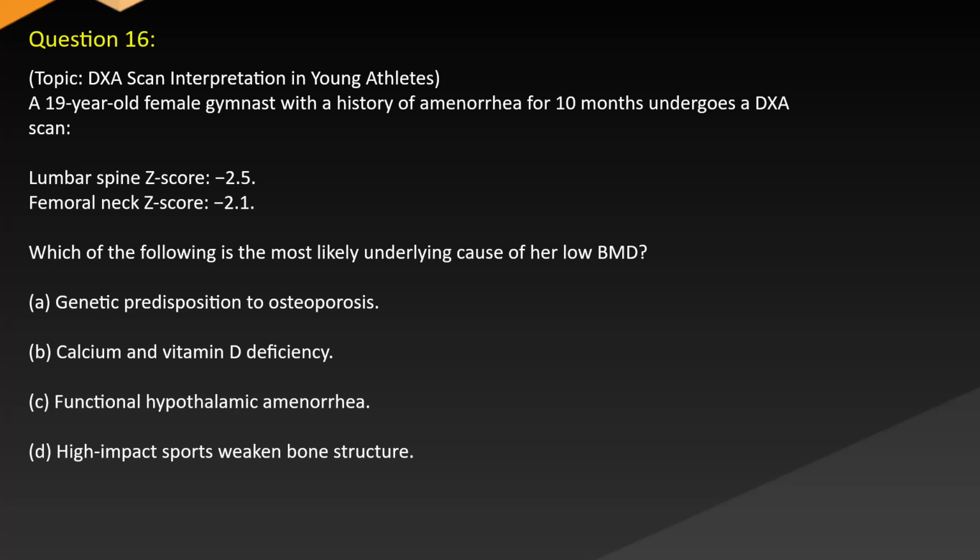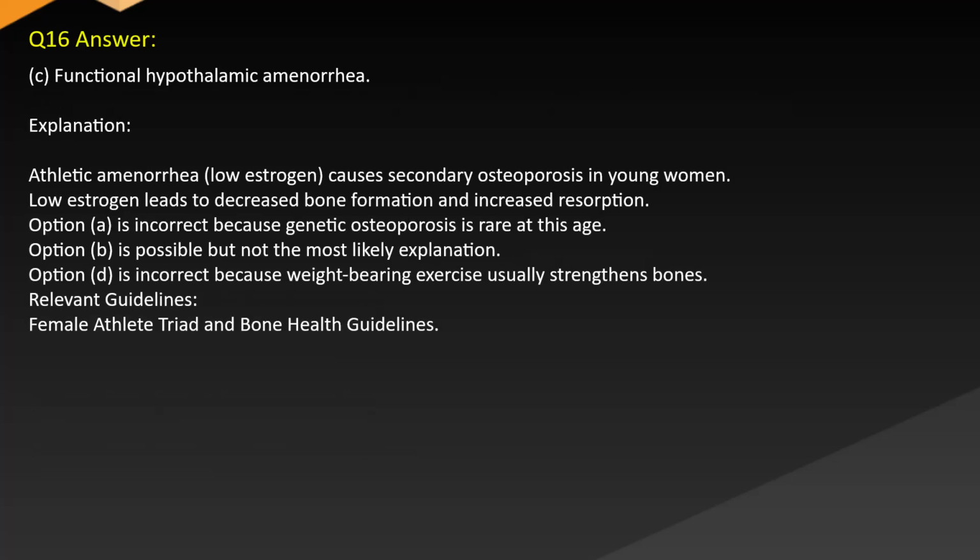C. Functional hypothalamic amenorrhea. D. High-impact sports weaken bone structure. Answer: C. Functional hypothalamic amenorrhea. Explanation: athletic amenorrhea. Low estrogen causes secondary osteoporosis in young women. Low estrogen leads to decreased bone formation and increased resorption.